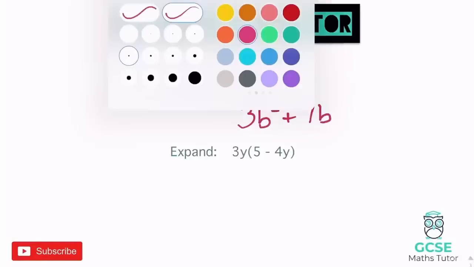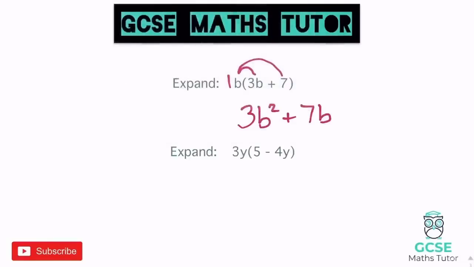On to expanding below. We have 3y times 5. 3 times 5 is 15, and we've got the 1y there, so we'll leave that as a y. And then 3y times the 4y, well 3 times 4 is 12. Y times y is y squared. And then again copying that symbol as a negative.